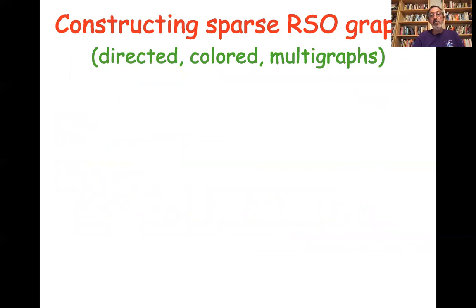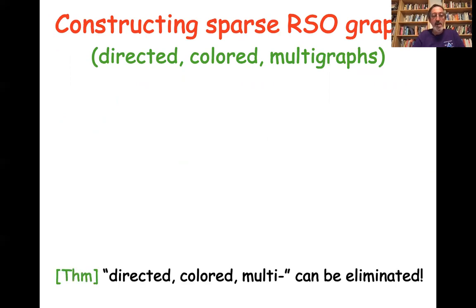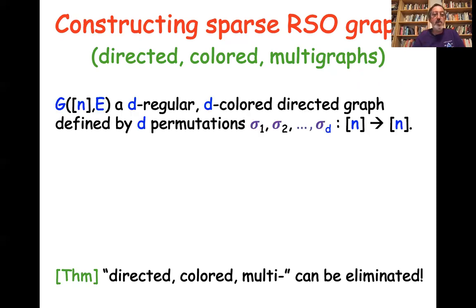So the last thing I want to show you is some construction of sparse RSO graphs. This construction will be not just of undirected graphs, they'll be directed. Edges will be colored with a few colors, and they may be multi-graphs. All these things can be eliminated, but I will stick to this case because it's simpler to describe.